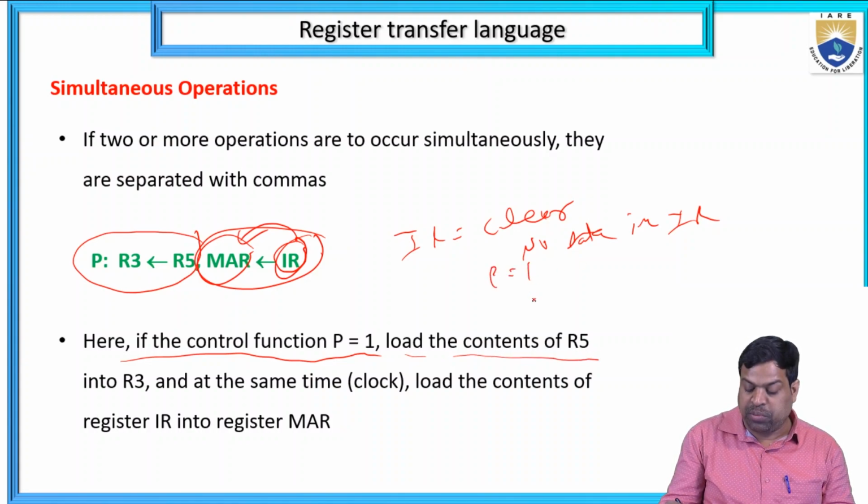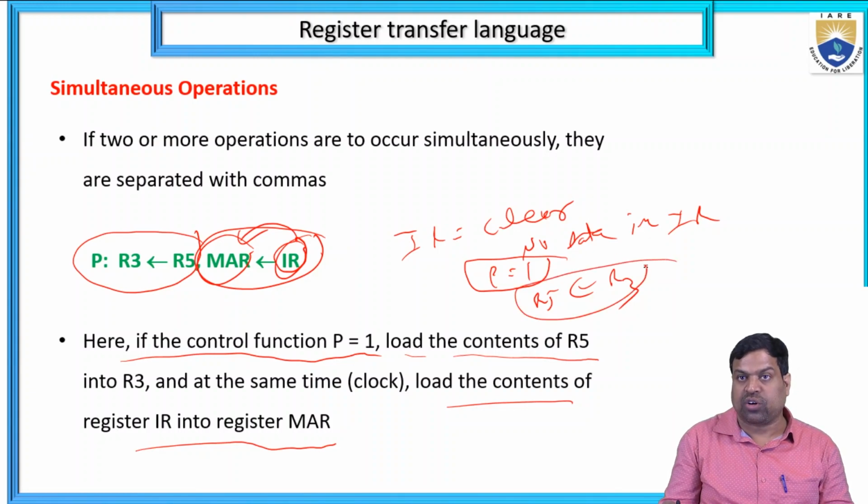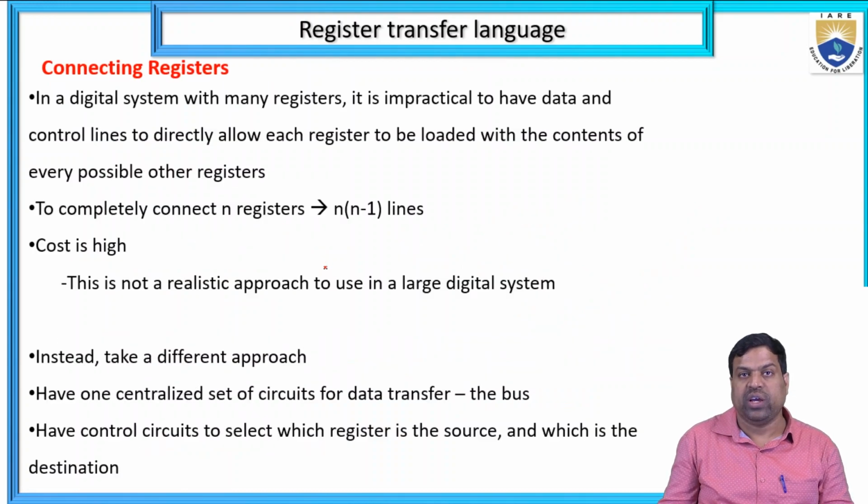So the control function: if P equal to 1, then load the content of R5 into R3. So if I take P equal to 1, then only R5 goes into R3. Load the content of register IR to MAR. So when this condition is satisfied, then only R3 to R5. Then only the condition will be satisfied, that is IR to MAR.